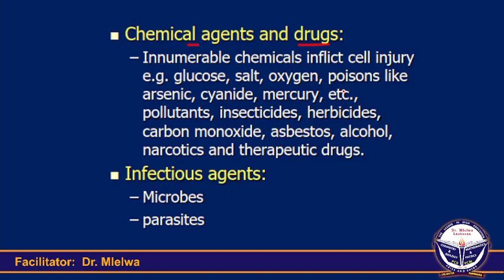You see, poisons like arsenic, cyanide. We have explained a lot regarding cyanide in our Form 5 respiration topic. We said about the effect of cyanide in oxidative respiration, and how cyanide can lead to death. So poisons like arsenic, cyanide, mercury, etc. Also, we have pollutants, different pollutants, insecticides, and herbicides. Insecticides are different medications used to kill insects in farms. Herbicides are medicines for killing weeds.